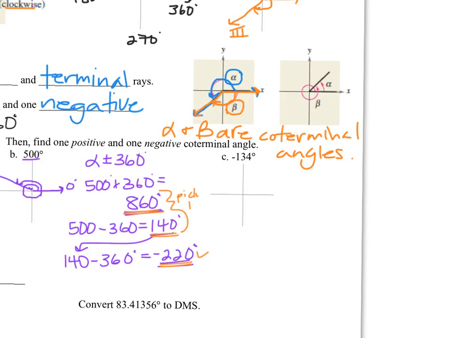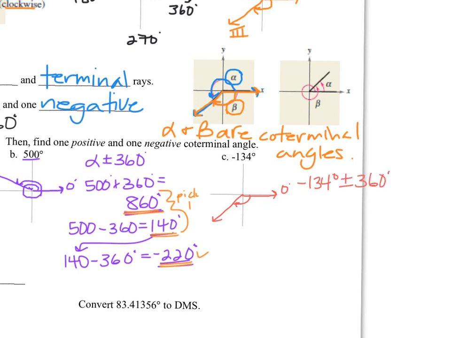In example C, our angle was already negative. That means we're just going to go in a clockwise direction when we sketch its location. So 0 degrees on the right, negative 134, well the bottom would be negative 90, halfway around would be negative 180. So we've got to be somewhere in between. We'll put it right in the middle right there. So that would be our initial value. We'll take that angle, negative 134, and we'll add and subtract 360.